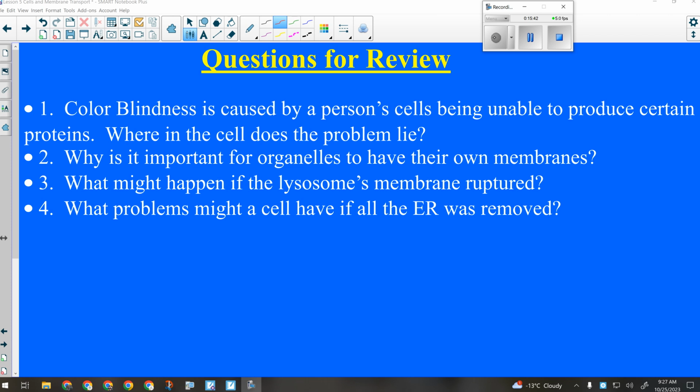All right, and what problems might a cell have if all the ER was removed? Like disintegrate because the ER makes the membranes. My first thought would be a lot of things will go wrong because the ER does a lot of things. It repairs membranes, it detoxifies poisons, it breaks down complex carbohydrates, transports protein if we're doing the rough ER, and can produce fat-soluble hormones. Well, it's a lot of things. If that's suddenly gone, that cell is in real trouble. It's like cutting off all our arms and legs. Like it would be very difficult to do anything. All right, questions on any of those? Okay.